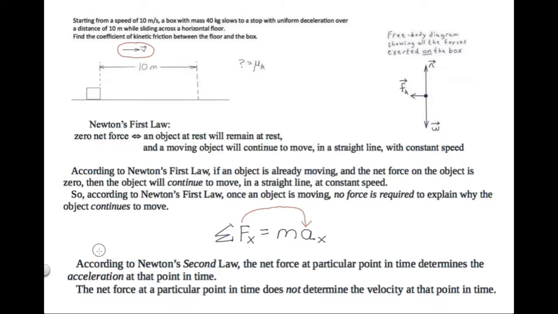Another way to put it is that according to Newton's second law, the net force at a particular point in time determines the acceleration at that point in time. The net force at a particular point in time does not determine the velocity at that point in time. So the fact that the velocity is pointing to the right does not mean that any of the forces have to point to the right.